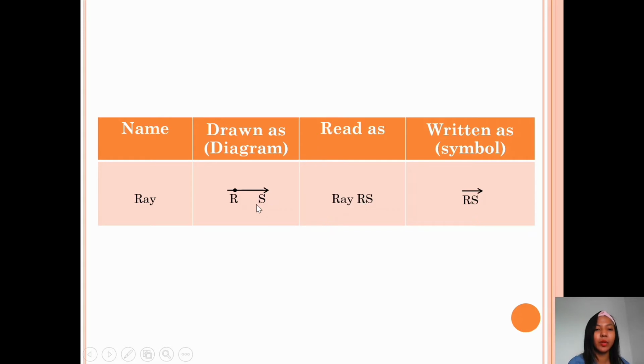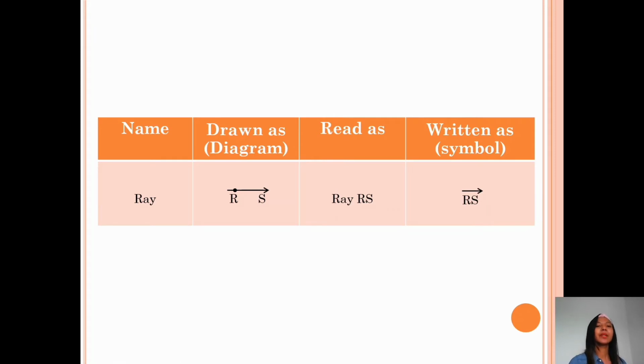The first letter that you're going to write is where the endpoint is. Okay? So in this example, the endpoint is here, in the R. So you should write first the R, and then the second letter is with the arrowhead, so RS. So the symbol, when you're going to write the ray, based on this example, the diagram, just write RS and then make sure that the endpoint without the arrowhead is with the R, and the arrowhead is over the letter S.